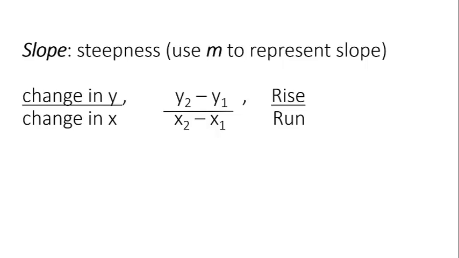Slope deals with the steepness of the line, and we use the variable m to represent slope. There are several formulas that you can use to find the slope of a line. There's change in y over change in x, y2 minus y1 over x2 minus x1, and rise over run.